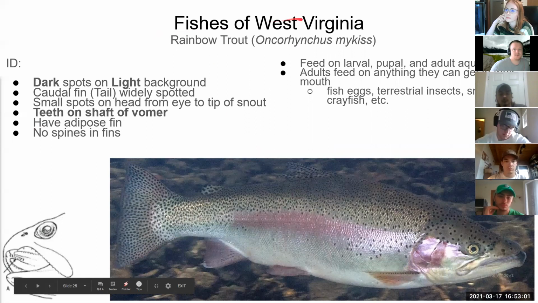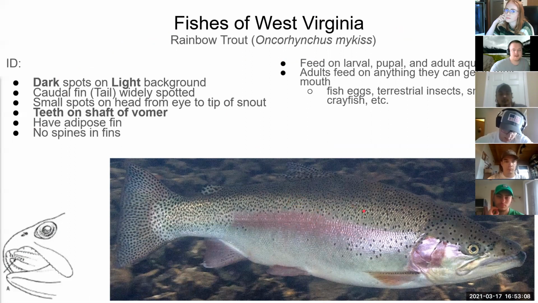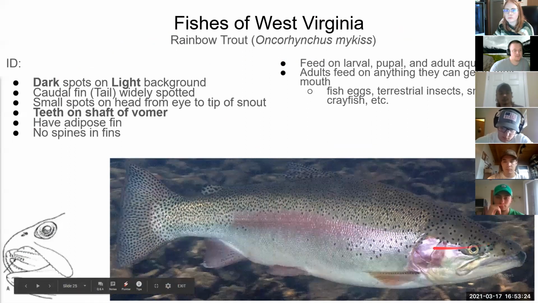Rainbow trout is stocked here in West Virginia. Differences between it and the brook trout: it has dark spots on a light background, so it's literally like the opposite. The caudal fin, the tail, is widely spotted, and it also has spots extending past its eye down to its snout. It does have the teeth on its vomer, as you can see here. And again, it has the adipose fin and no spines in any of its fins.